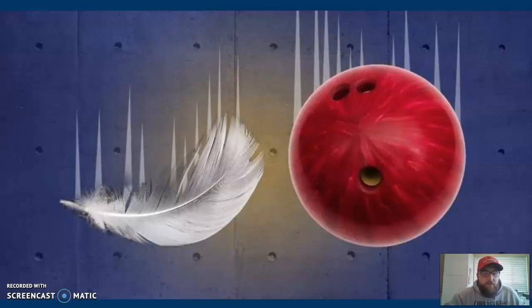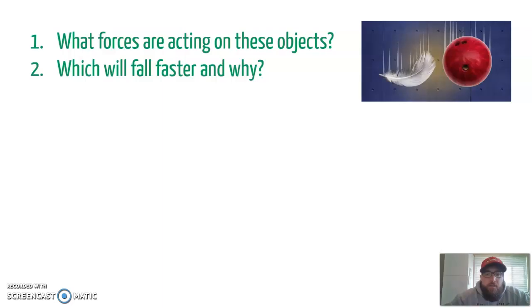Okay, last one. This is a classic example. We have the feather and the bowling ball. So you'll see this example a lot in Newton's laws demonstrations. If we drop a feather and a bowling ball from the same height at the same time, which one's going to hit the ground first?